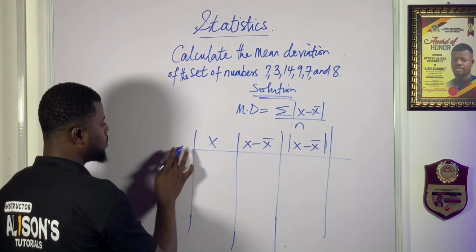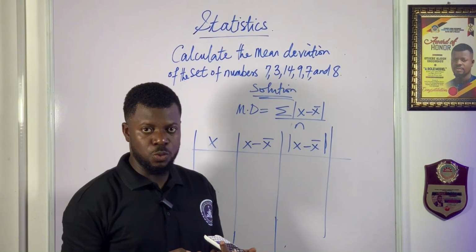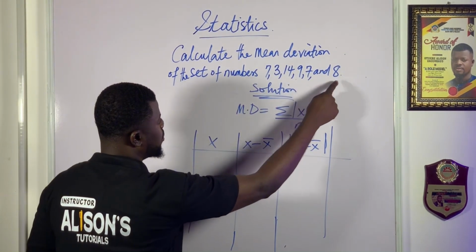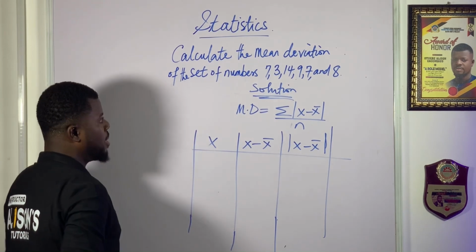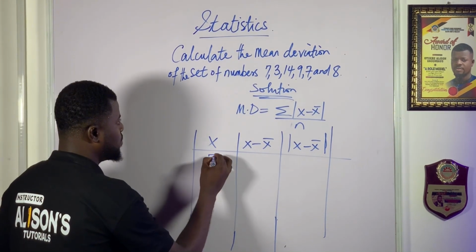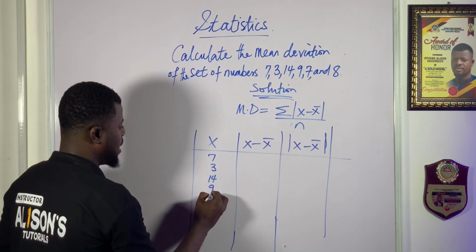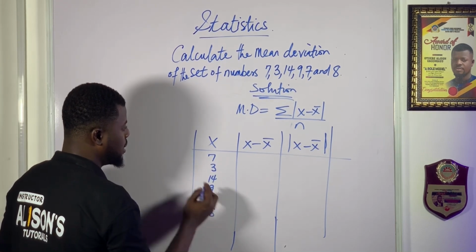So what is the next thing you need to do? What is your x? x is representing each of these numbers, so you can flank them up here. So you have the first one to be 7, 3, 14, 9, 7, and 8.